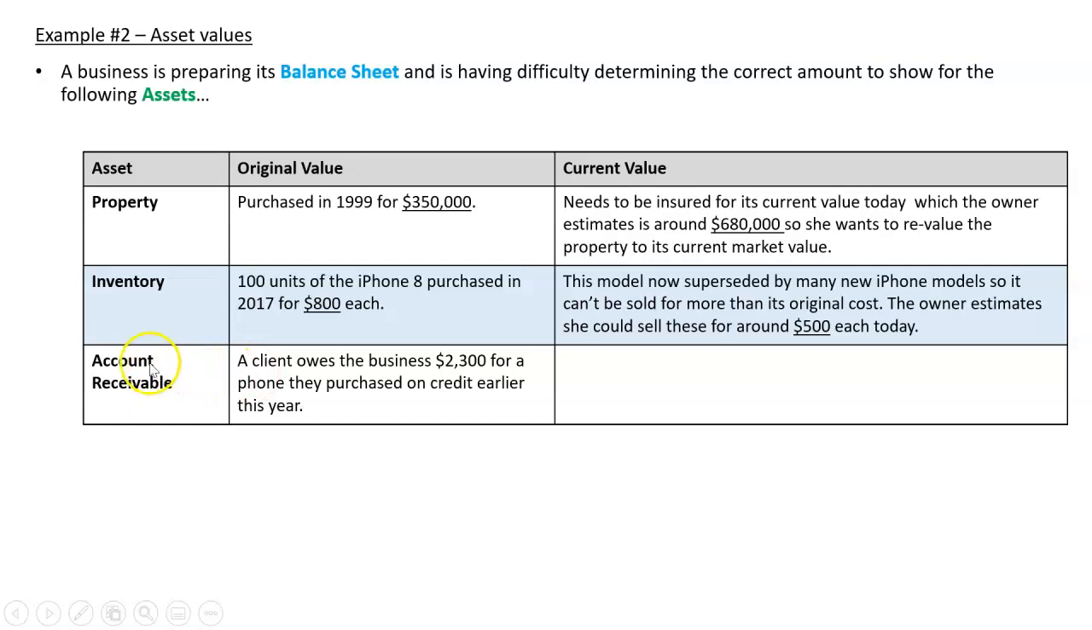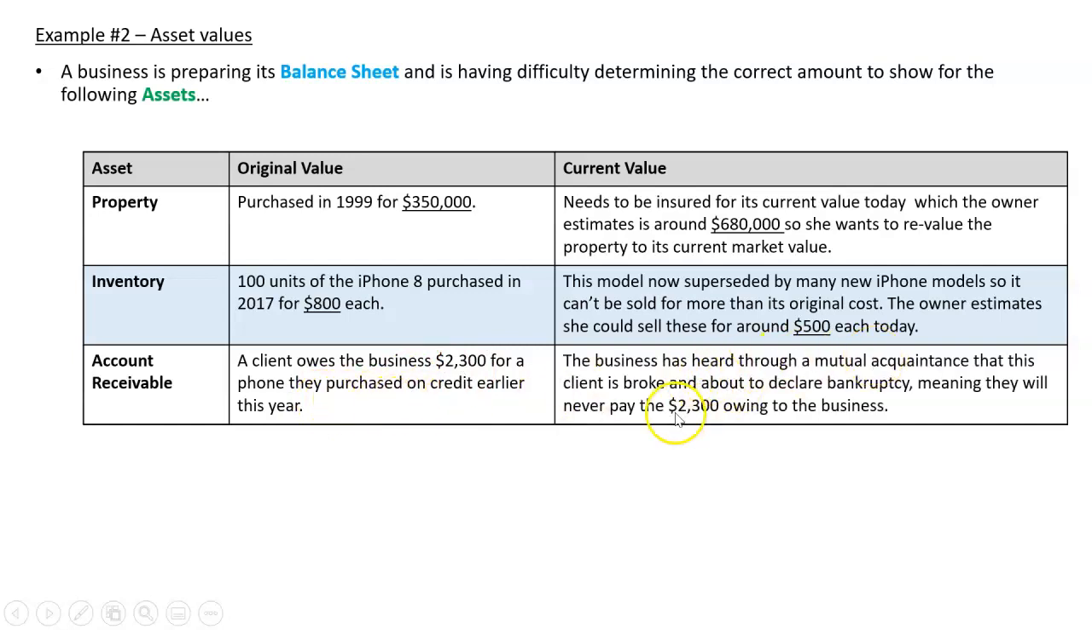And what about this one? An account receivable. That's someone who owes me money. A client owes me $2,300 for a phone they bought on credit earlier this year. I've just found out through a mutual acquaintance that this client is broke and about to declare bankruptcy, meaning they'll never pay me that. So really the value of this money is zero. This asset should be zero.